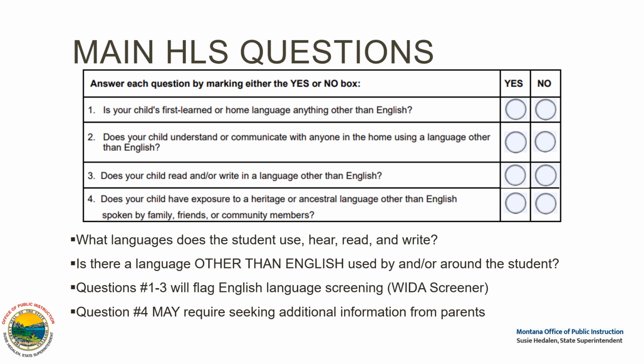heritage or ancestral languages. So questions 1 through 3 will typically flag English language screening from the WIDA screener if a language other than English is evident. Question 4 is not an automatic screening question. If they mark yes for question 4, you will not automatically assess or screen the student's English language proficiency. You may need to seek additional information from parents.